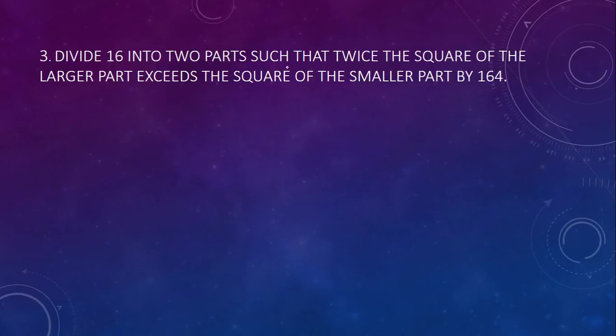Divide 16 into two parts such that twice the square of the larger part exceeds the square of the smaller part by 164. So we assume that let the larger part be x and smaller part be y.